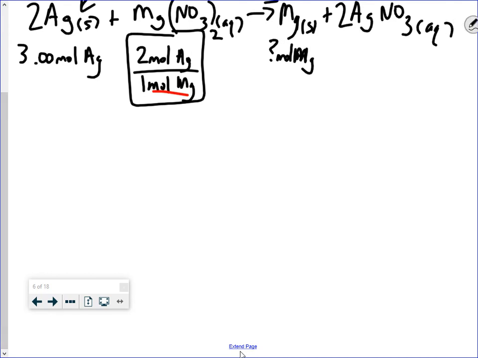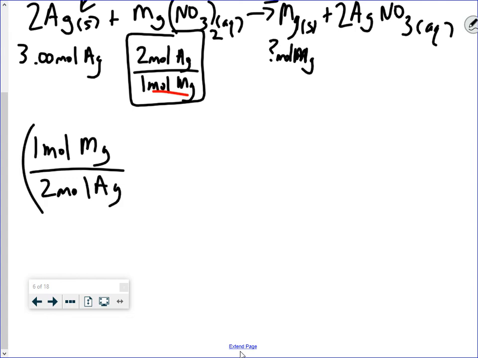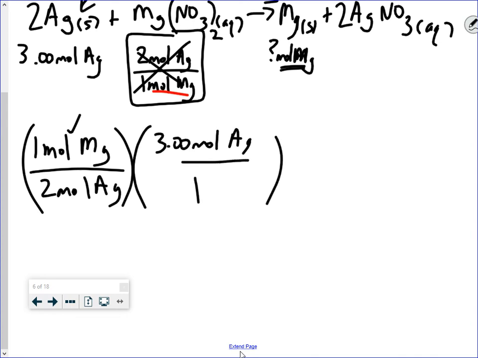I guess I could have been smarter and started with that ratio flipped. But I can flip a fraction with unit analysis to suit my every need. So I'm going to flip that to get moles of magnesium on top. Yay, because that's what I'm solving for. Once you use something, you can't use it again. Then times that by 3 mole silver over 1. Moles cancel. If we look at this, we're going from 2 to 1, and that's a half. So it's 1.5. Yes, math people, I feel your grouchiness.